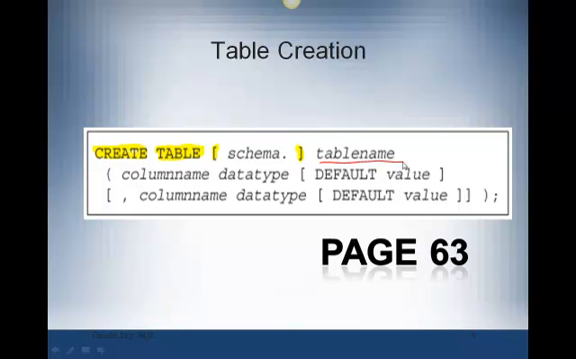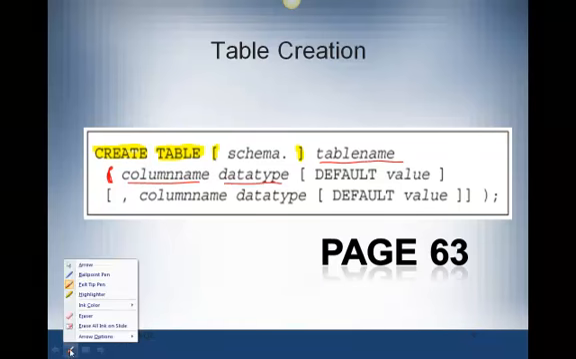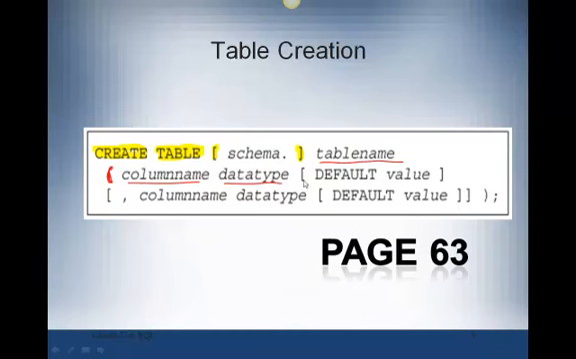Okay. Your table is going to have fields or columns. So you begin your column definition with a parenthesis. Okay, it's not an option. You provide the column name, the data type, and then notice the brackets mean it's optional. So a default value is optional. What is a default value?